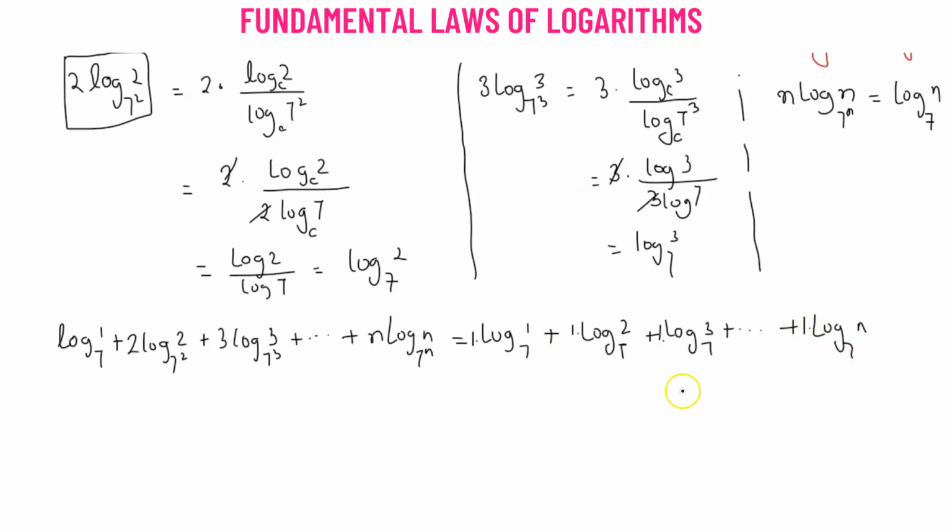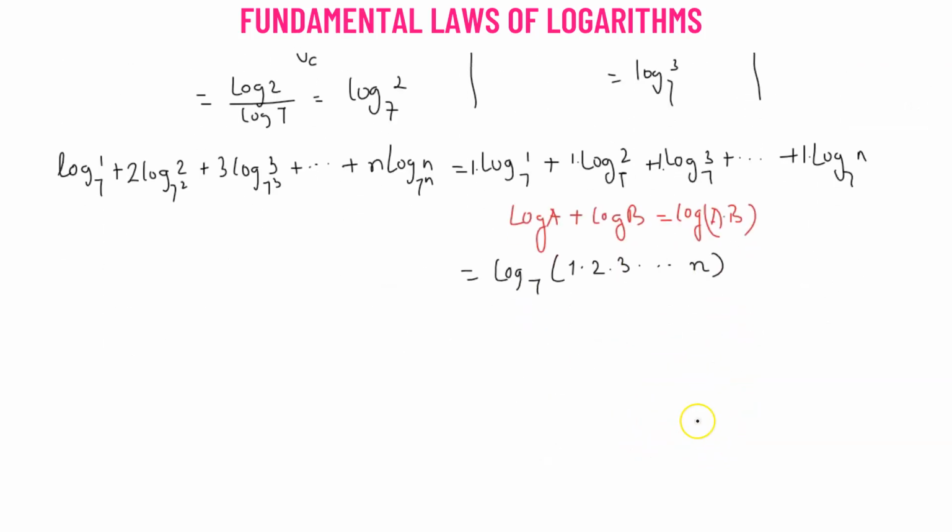Here we can apply the property of logarithm. That means if we have log of a plus log of b, that equals log of a times b. So let's use this. We'll have log with the base of 7, then we have 1 multiplied by 2 multiplied by 3, and this multiplication goes all the way up to n. Now we know that 1 multiplied by 2 multiplied by 3 up to n is nothing but n factorial. Yes, n factorial is defined as the product of 1, 2, 3 going all the way up to n. So this expression reduces to log of n factorial with a base of 7.